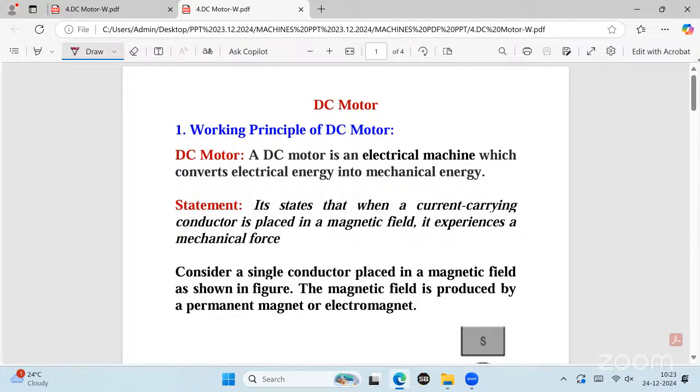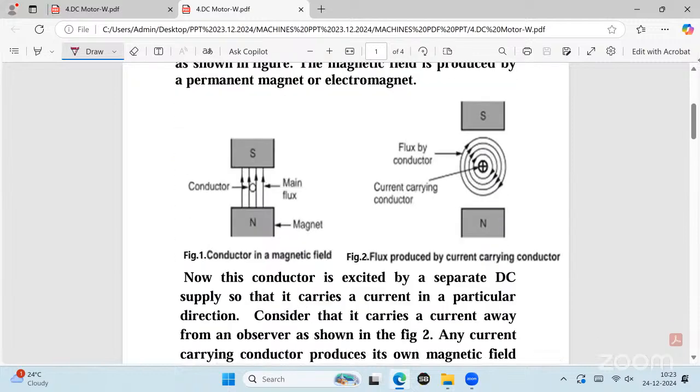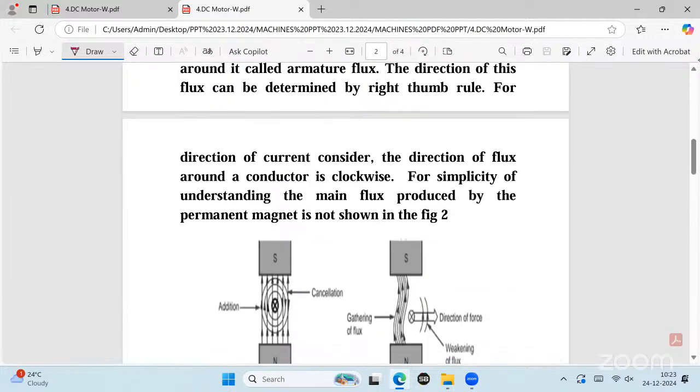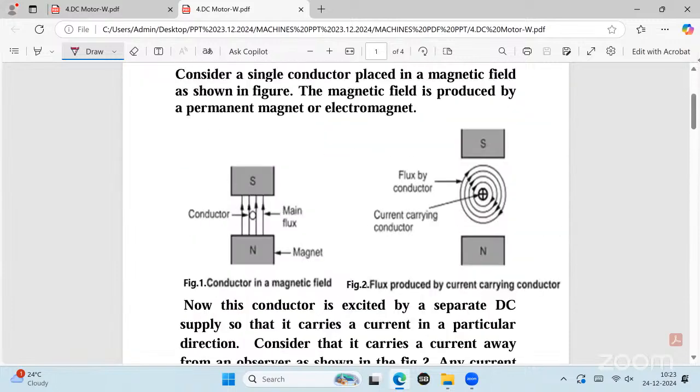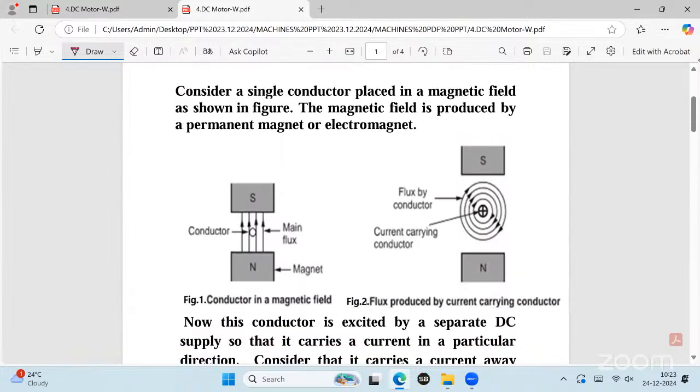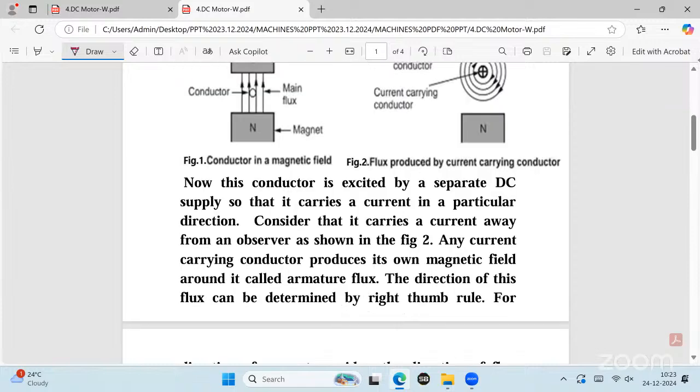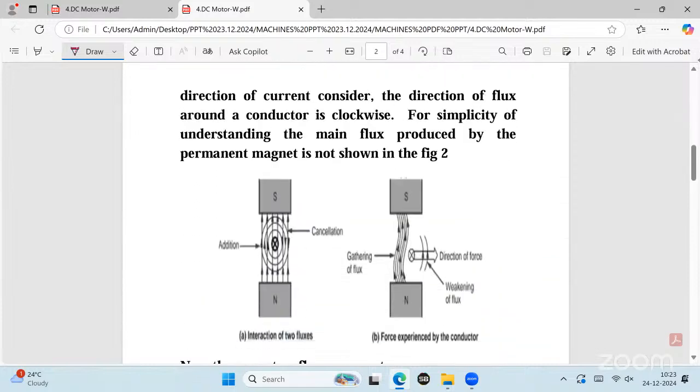Now the explanation starts. How it rotates. I need 4 diagrams. Already the first diagram is completed. This is called the second diagram. This is called the third diagram. This is called the fourth diagram. Finally, we got a force. This is called force. Within 4 diagrams, I will complete the working principle of a DC motor. I will prove how it rotates with 4 diagrams. Is it clear?